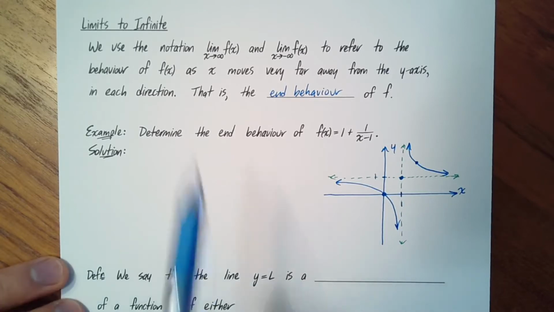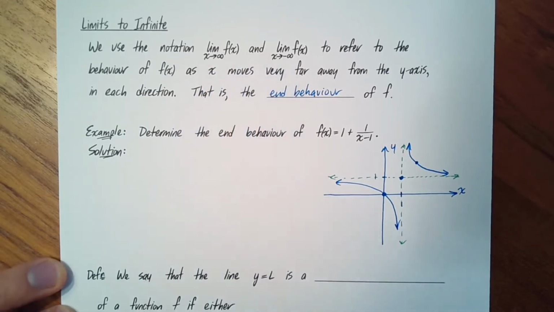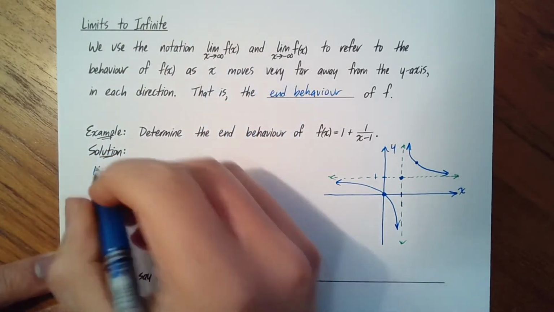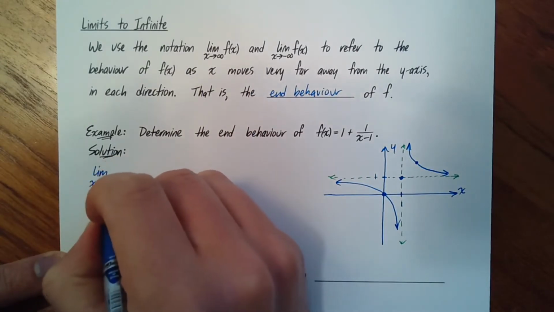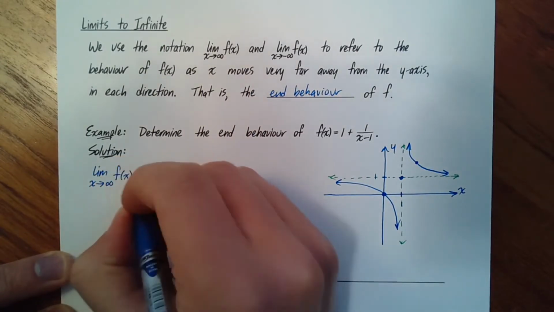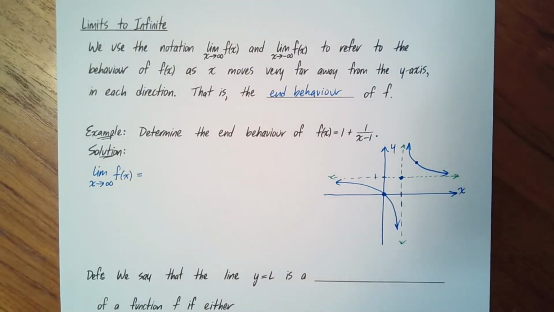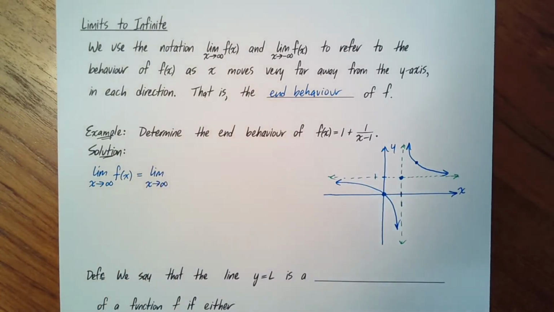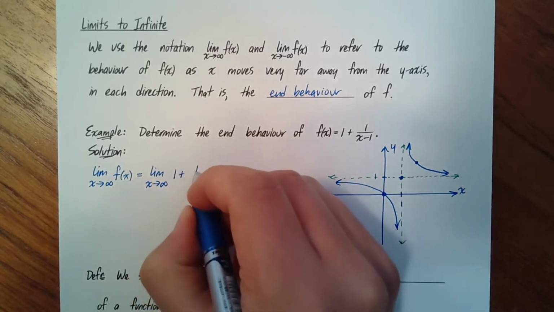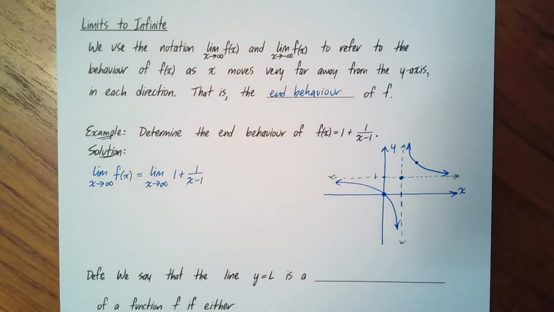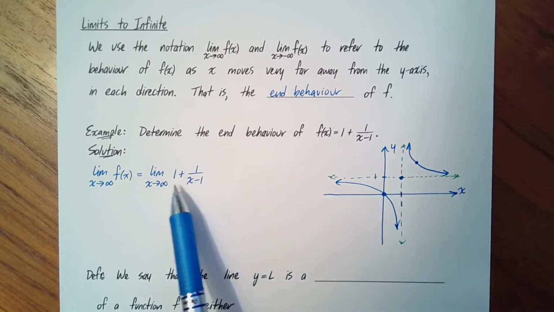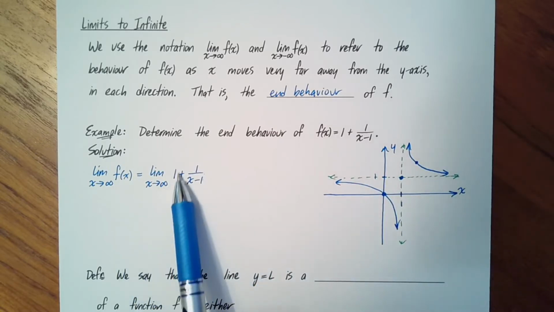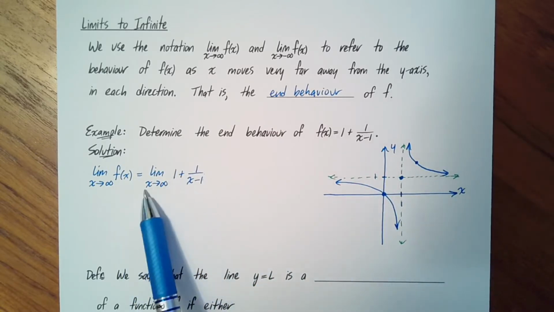Okay, well let's now discuss these limits and how you might actually evaluate them. So we're asked to determine the end behavior. So what that really means is find these two limits. So we're going to say, what is the limit as x approaches infinity of f of x? Well, we started by writing down the notation. Let's replace f of x with what it means. So we want the limit as x approaches infinity of 1 plus 1 over x minus 1. Okay, and look at this as two separate terms. We've got one term which is equal to 1, and another term which is equal to 1 over x minus 1. Well, what's happening to the first term, 1, as x goes off to infinity?